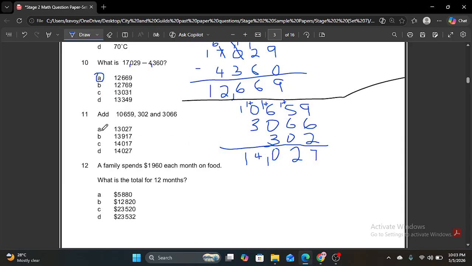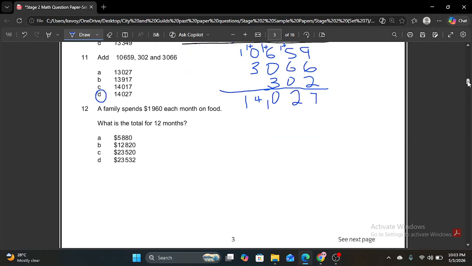14,027. So let's see if we see it right there. 14,027. So that's D. So this is the answer for number 11. Moving on to question 12.